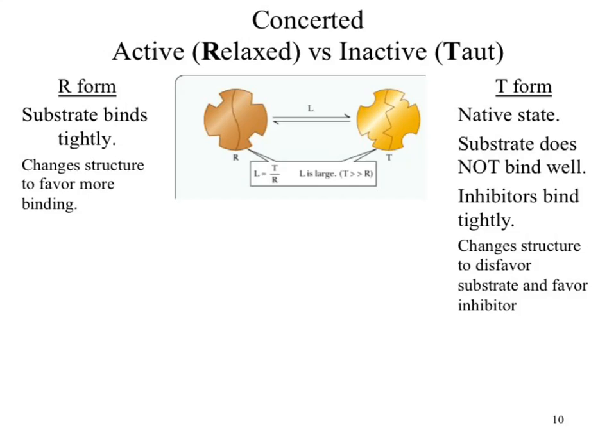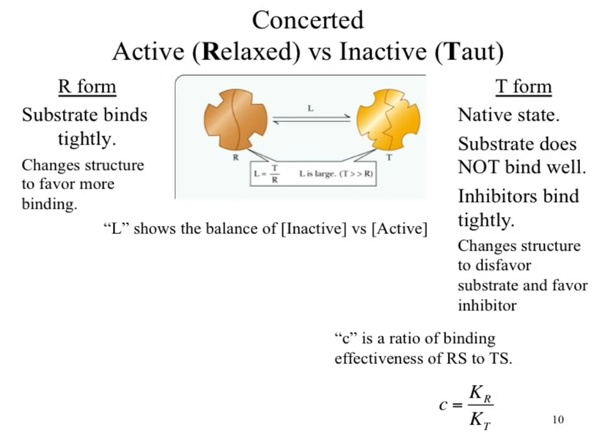How do we then define that equilibrium? So frustrating. They bring in this term L, okay, and this term C. The L term is effectively the balance between your taut and your relaxed state. So it's the balance of your inactive versus your active state. Okay? So typically what we see is that your L ratio is significantly larger towards your taut state. Okay, so we see very large L values because your taut state is the native state. It's the one that you're going to find everywhere.